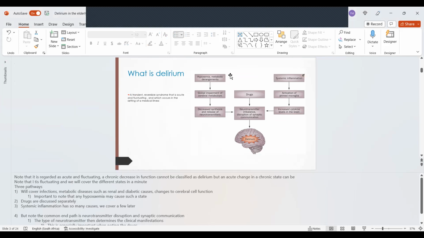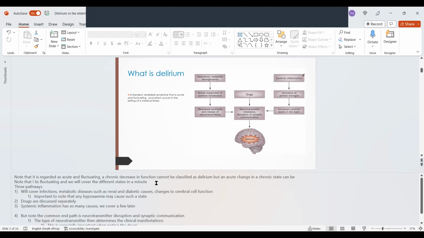These are the different causes: hypoxemia, metabolic derangements, global impairment of cerebral metabolism, decreased synthesis and release of neurotransmitters, certain drugs that cause a neurotransmitter imbalance, disruption of synaptic communication, systemic inflammation, activation of primed microglia, increased cytokine levels in the brain. What are we talking about here? We're talking about anything from pneumonia to trauma to polypharmacy. There's so much that can cause it.